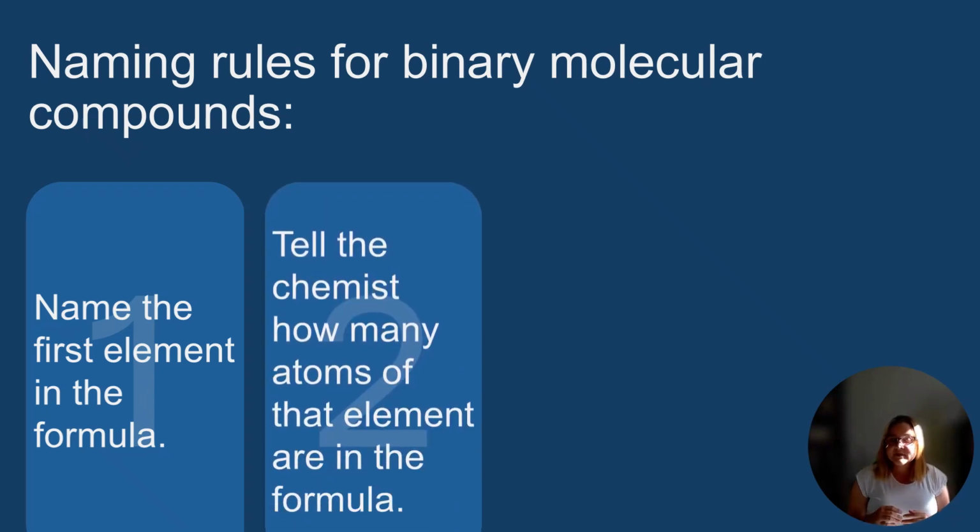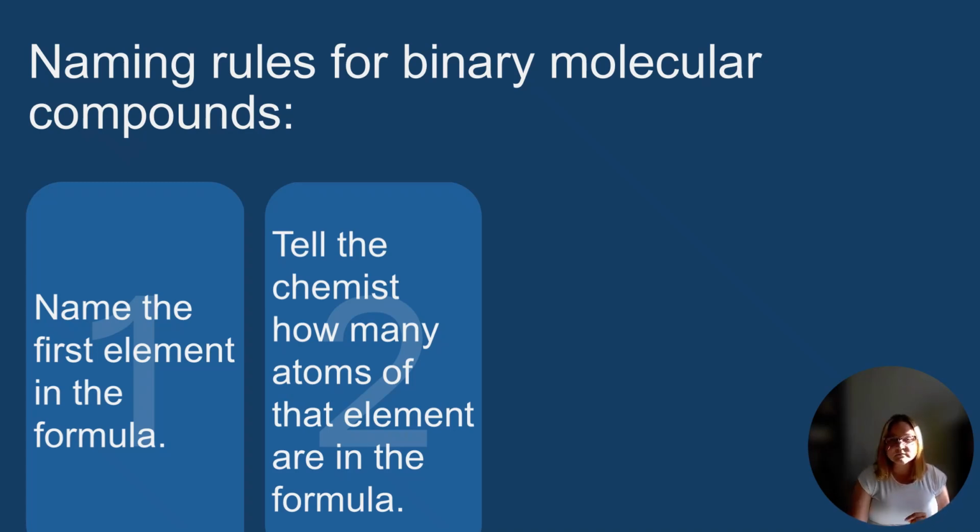Our second job is to include how many of that first element there are. This is where the table of prefixes will come in. If there are 2 hydrogens, then we will add the prefix to indicate 2, which is di, before the name of that element. This would give us dihydrogen. Always the prefix first and then the name. No space in between those 2.